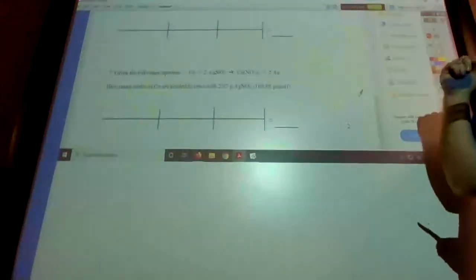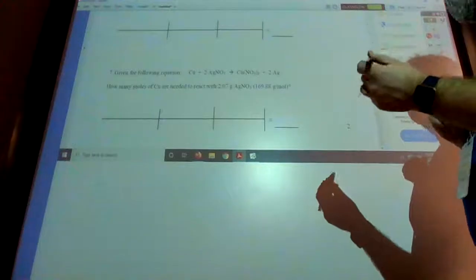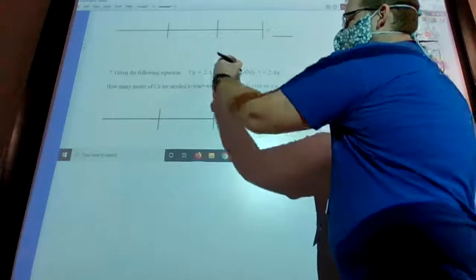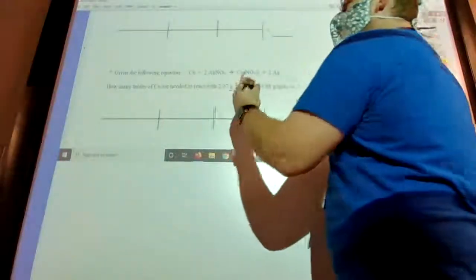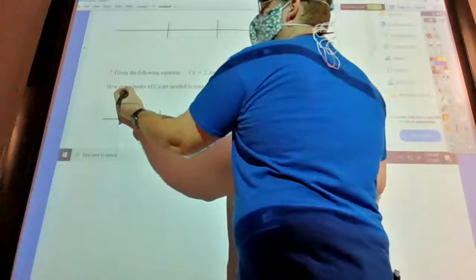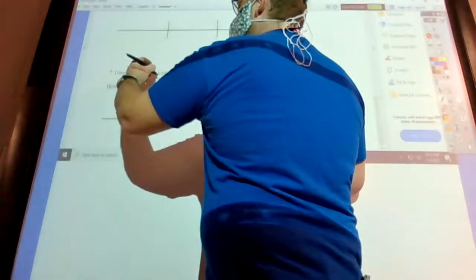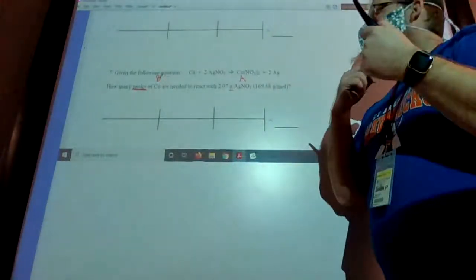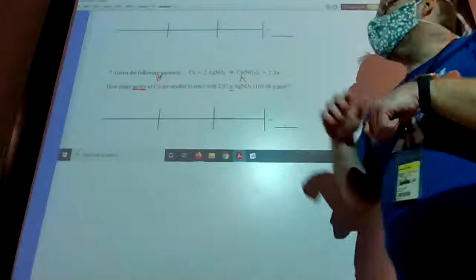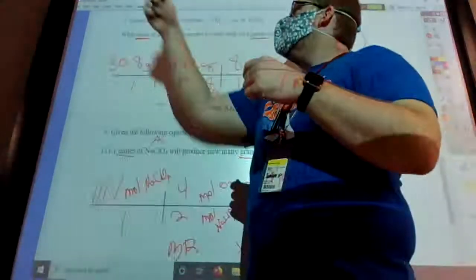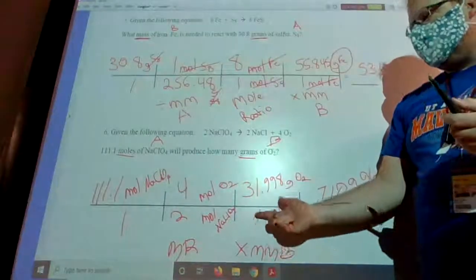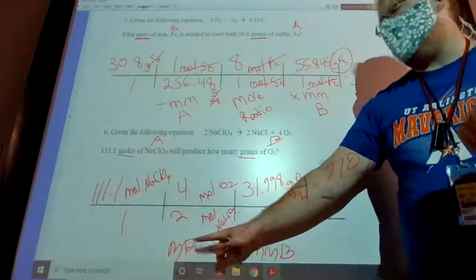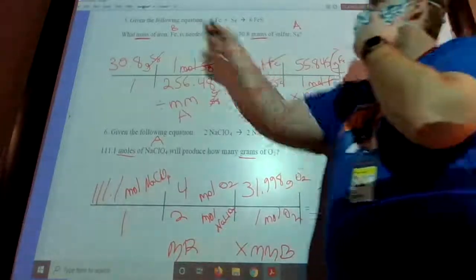So we got number 7 here. What's the number they're giving us? 2.07 grams. And AgNO3 is our chemical A. And then what are they asking us for? Moles of Cu. Which is what element? Copper. Yeah. Cu is copper. So we're going from grams to moles. So it's going to be very similar to number 6 here, except we're going to do our molar mass first, and we're going to divide by it, and then we're going to do our mole ratio. And so you'll see that when we set this up.